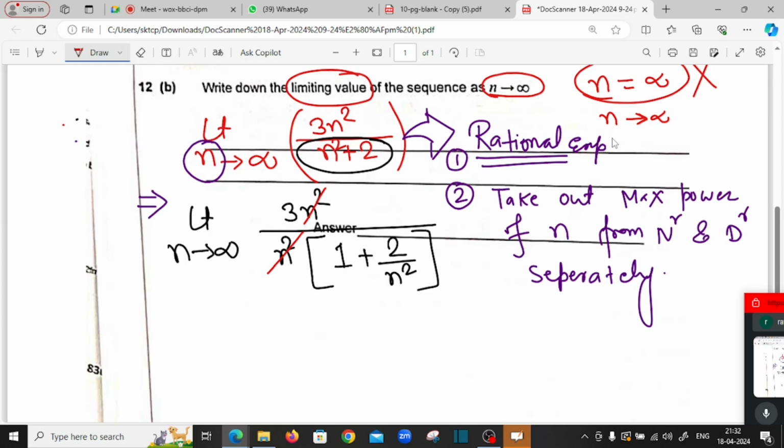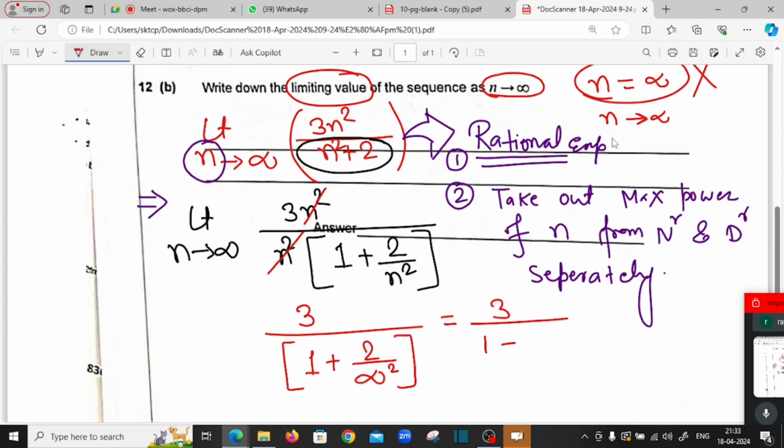So you can see n square will get cancelled out. Now apply the limit. What you will get? In numerator you are getting 3. In denominator you are getting 1 plus 2 upon infinity square. The square of infinity will be infinity, isn't it? The square of infinity will still be infinity, so I have written infinity square as infinity.